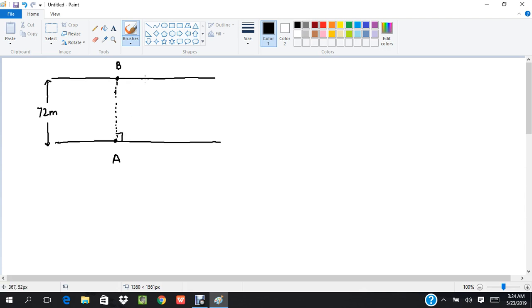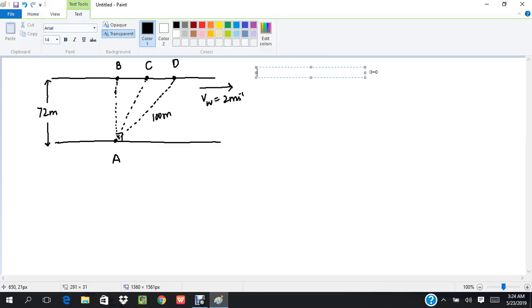Then we have a point C, which is downstream of B. And then we have a point D, which is further downstream of C. And another thing that's been given to us is the distance between A and D. That means this distance here. This is given as 100 meters. Fine. And there's another line which is drawn connecting A and C. Another thing that's shown on the diagram is the velocity of water, which is 2 meters per second. Right. So the question now. This is a nice long question, but it'll clear your concepts very well.